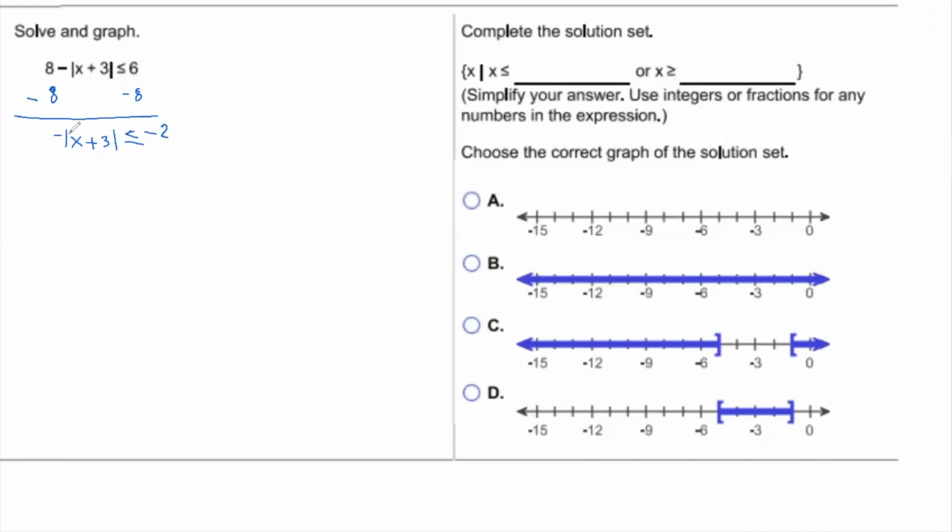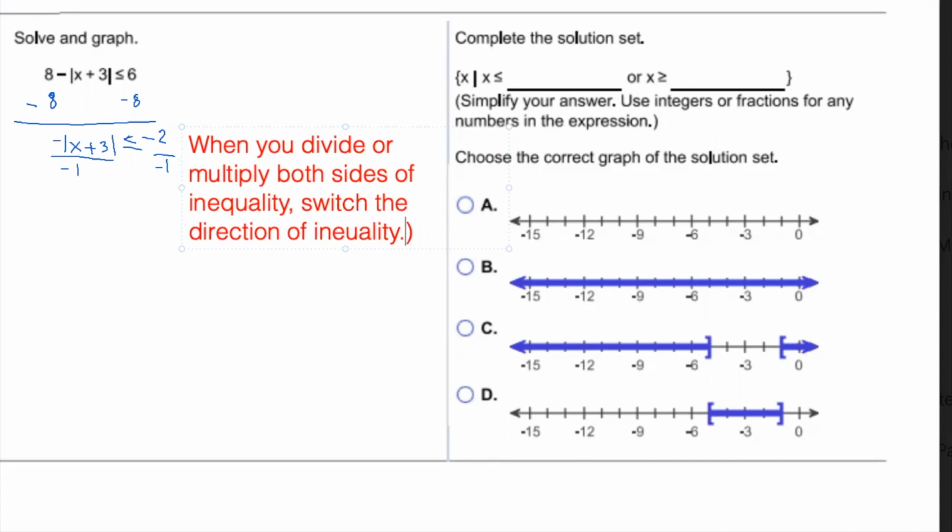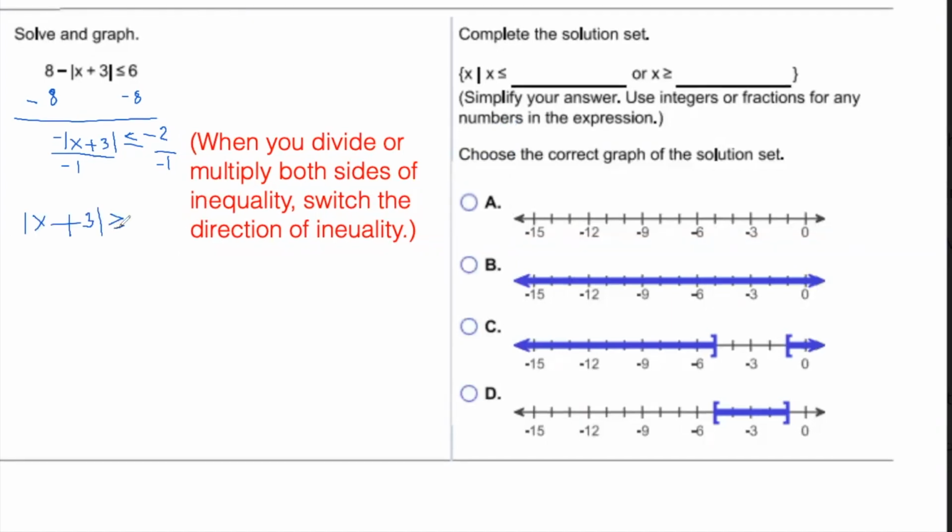Next, we want to get rid of this minus sign, so we can divide both sides by negative 1. Remember, when we are dividing or multiplying an inequality by a negative sign, the direction of the inequality switches to the opposite. Okay, now we get absolute value of x plus 3 more than or equal to positive 2, because negative and negative makes it positive 2.